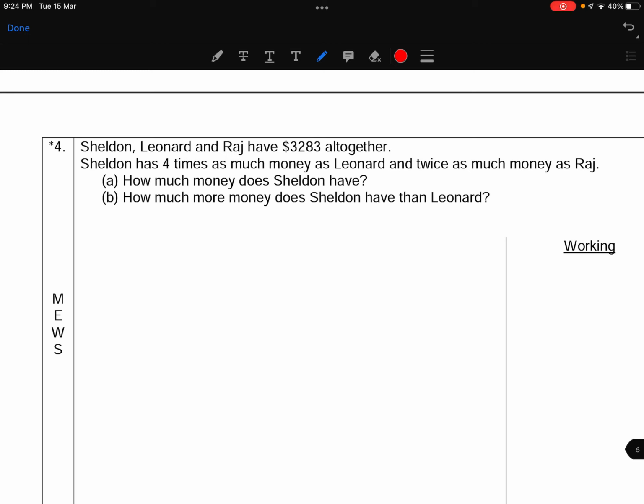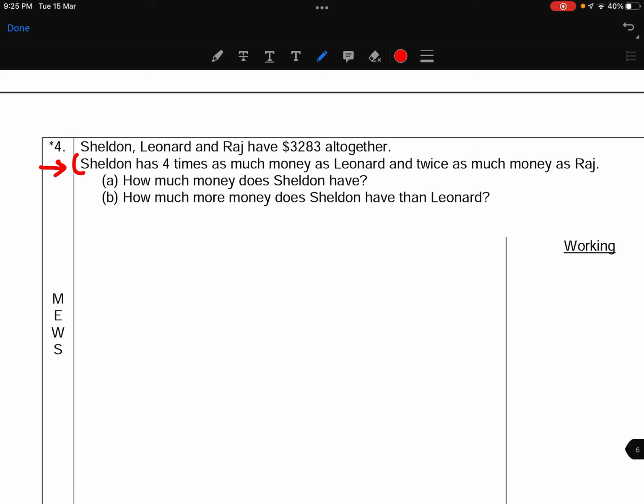Alright, Sheldon, Leonard and Raj have 3,283 altogether. So this question gives you the total. What is very different about this and the question before is that they combine the sentences all together into one long sentence. It gets a little bit confusing, but I'm going to break it down for you.